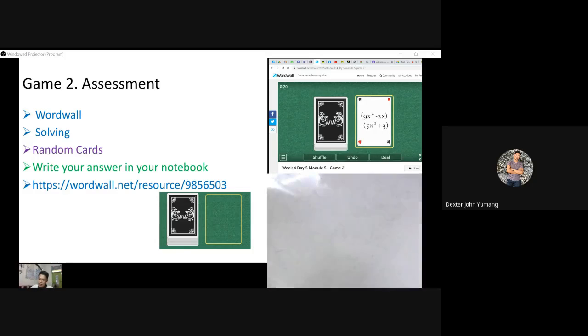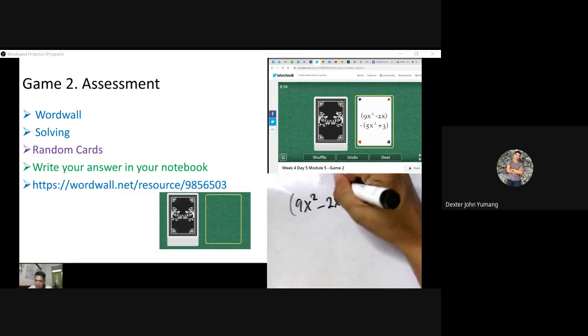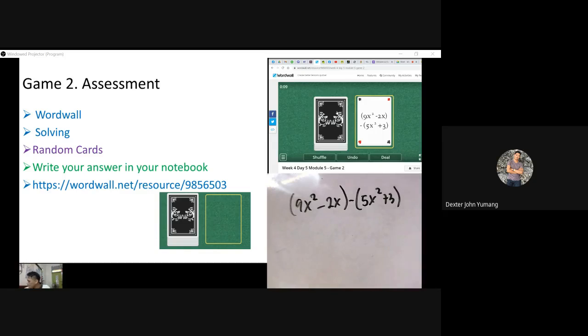The next card is 9x squared minus 2x subtracted to the group of 5x squared plus 3. Sino po ang meron nito? Si Astral din po, meron. Angel, Chester, ito lang po.